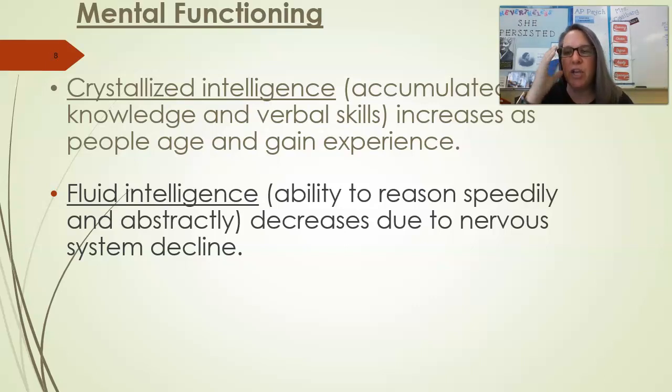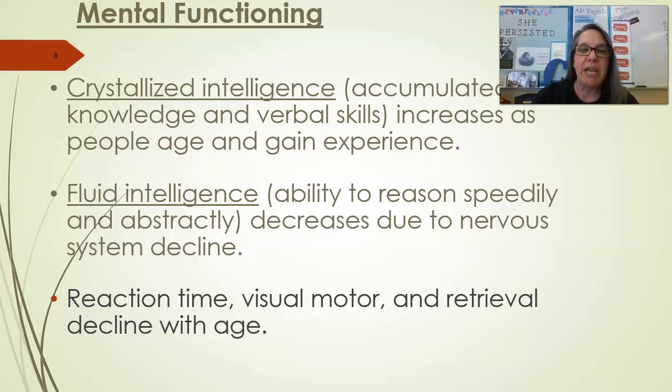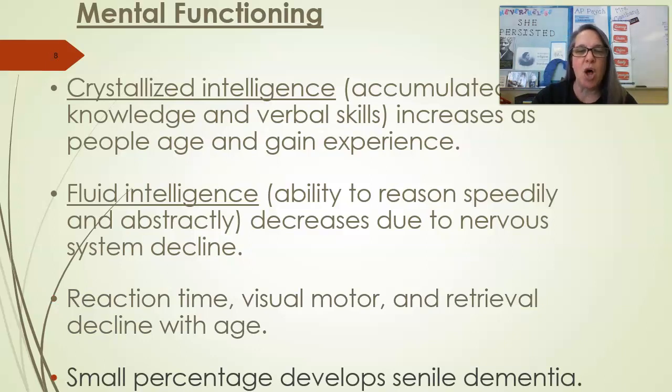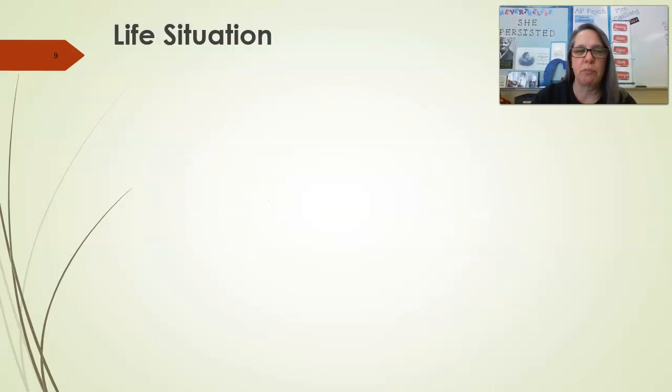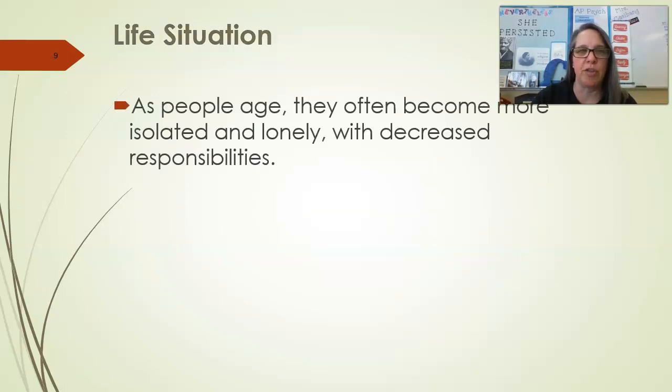So the example that I always give you is grandma with her new Apple iPhone. She's going to be calling you, asking you how to do certain things on it just because her fluid intelligence is less than yours is. Fluid intelligence peaks around the age of 25. Reaction time, visual motor skills, and retrieval decline with age. A small percentage of older people develop senile dementia. And that's something that we are going to talk about in the clinical unit. But dementia is just not being able to remember and being mixed up in your thoughts.